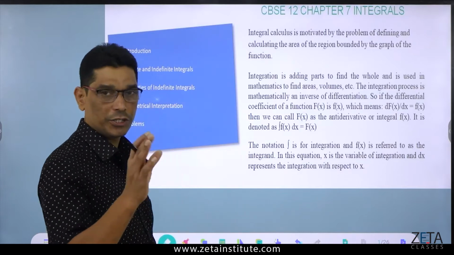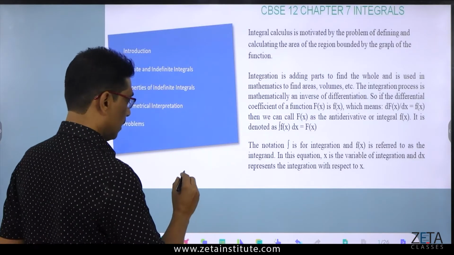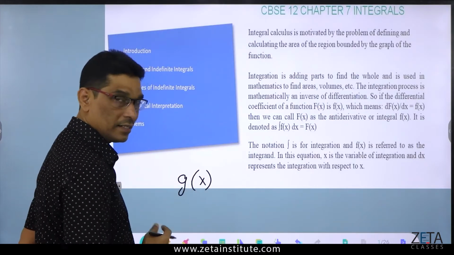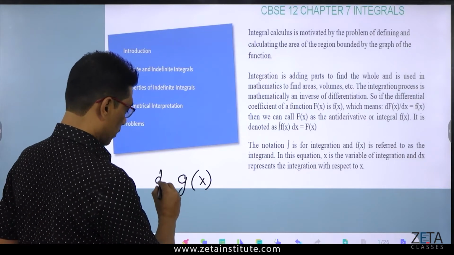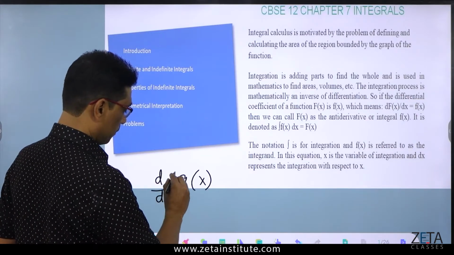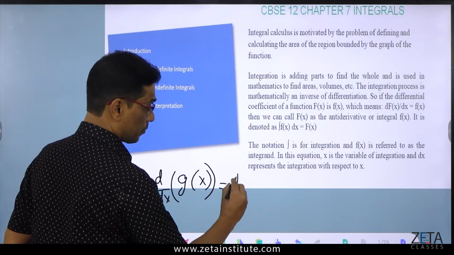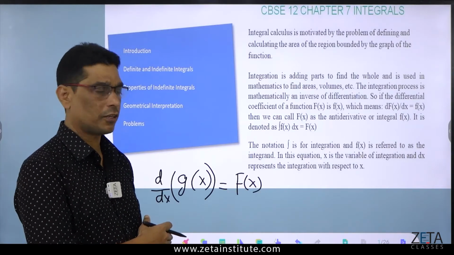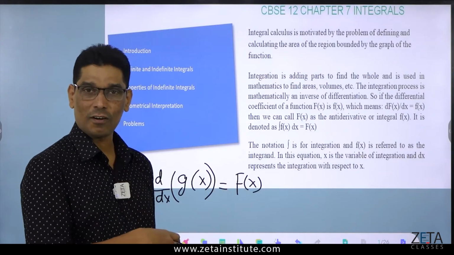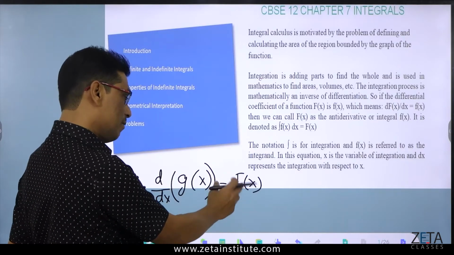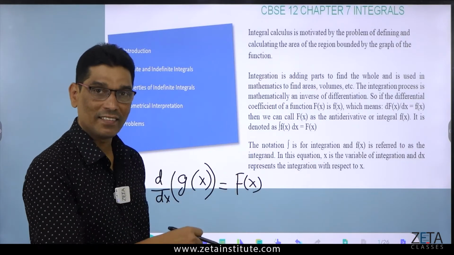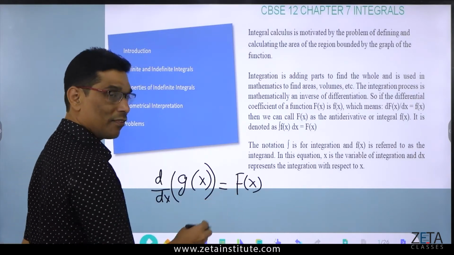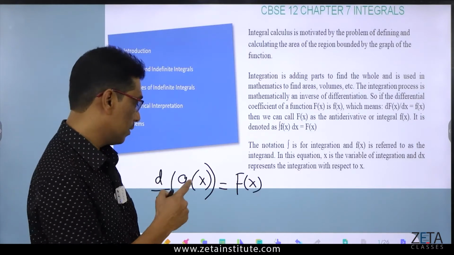There is a function g(x). I am going to differentiate the function with respect to x, and I get an answer f(x). g(x) is any function; I am differentiating that function and I get f(x). So f(x), by the inverse process, is called the antiderivative or the integration of g(x). We can say that f(x) is the antiderivative of g(x).